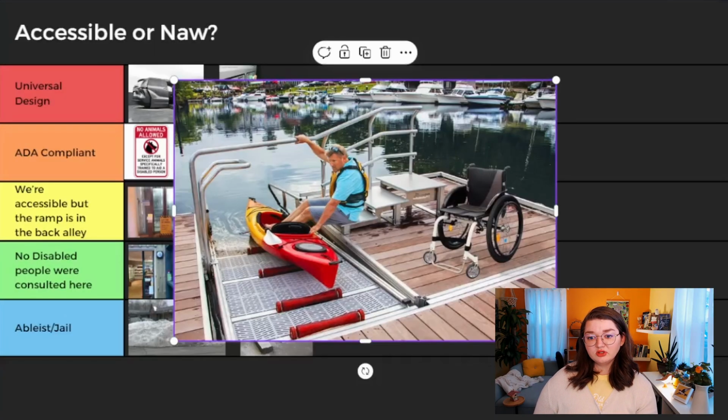Okay, what's next? Oh, so this is an accessible kayak launch. Looks great. I've never used one myself. I don't think I have the upper body strength to be able to do that.